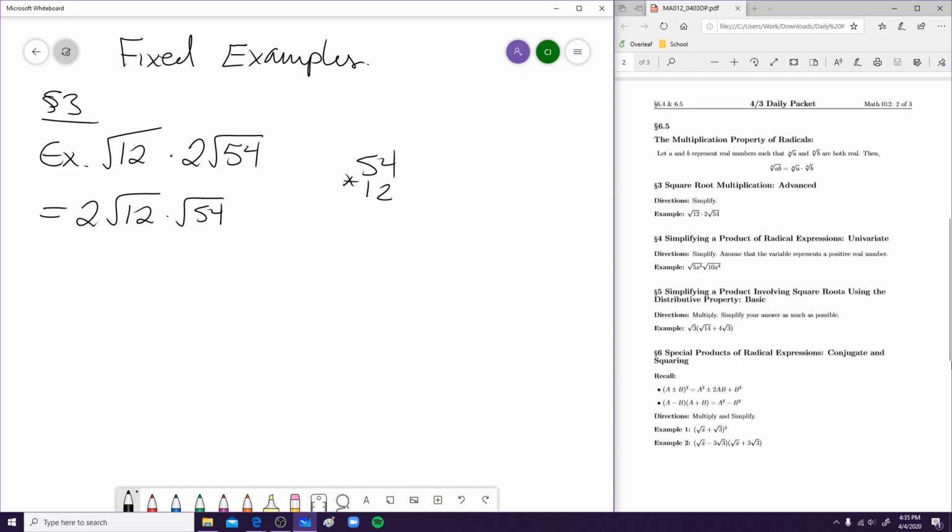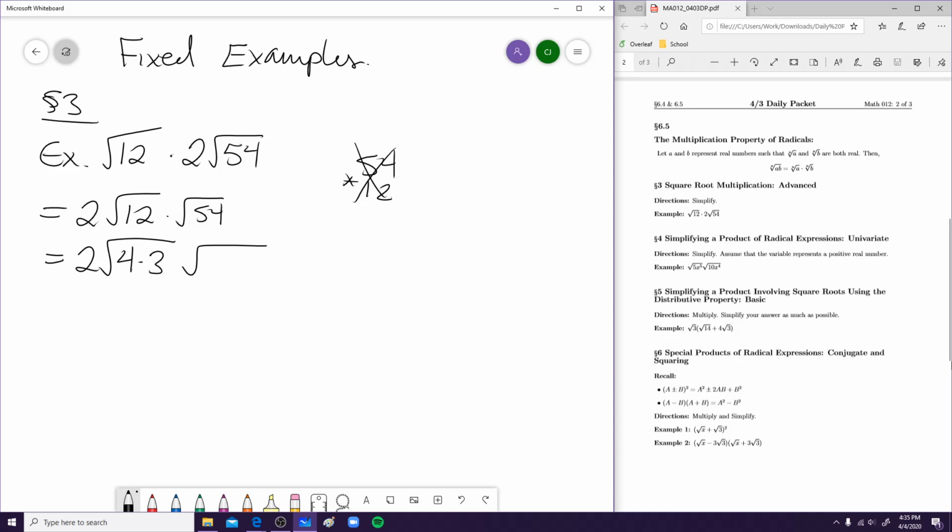Still don't want to do it. I'm sure you guys don't want to either. So what are we going to do? We're going to simplify each square root first. So for the square root of 12, the first perfect square that goes into 12 nicely is 4. So I'm going to rewrite this as 4 times 3.